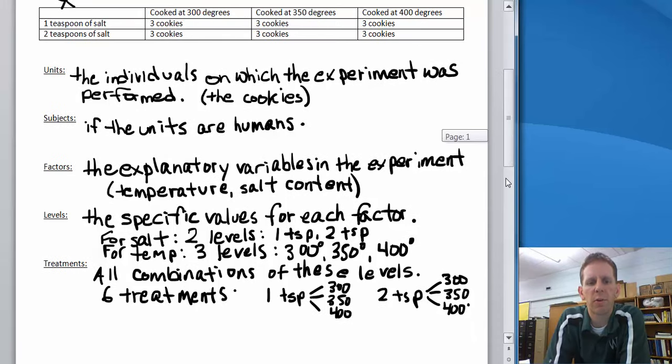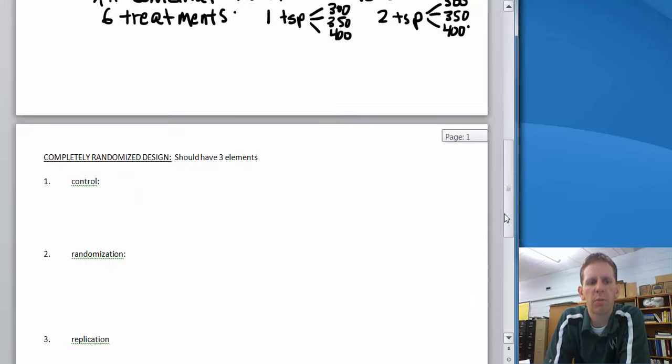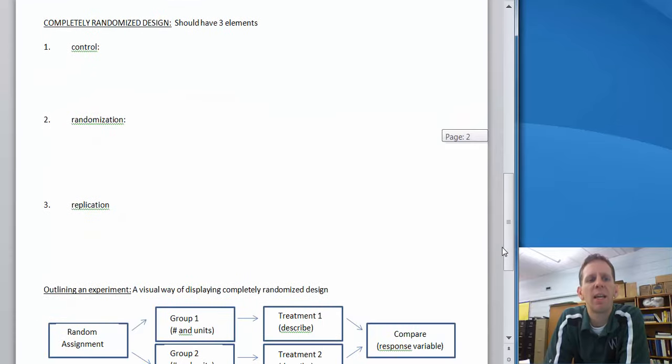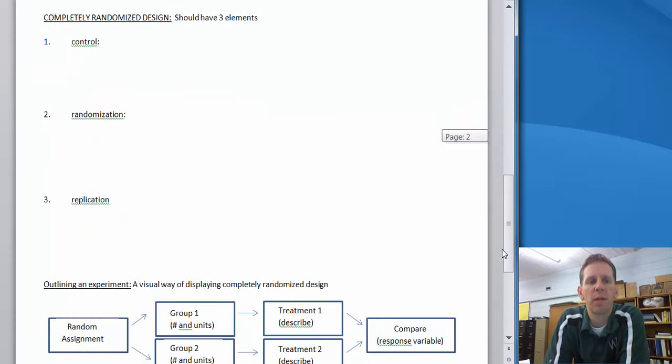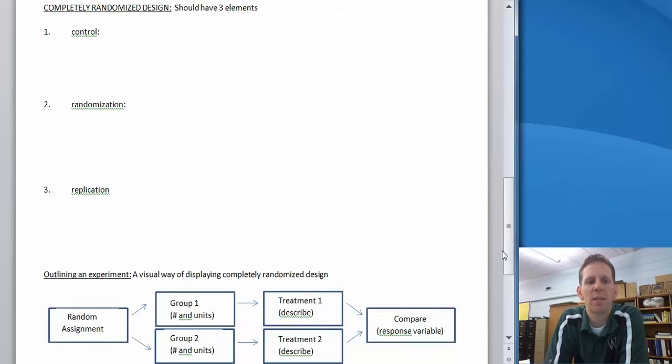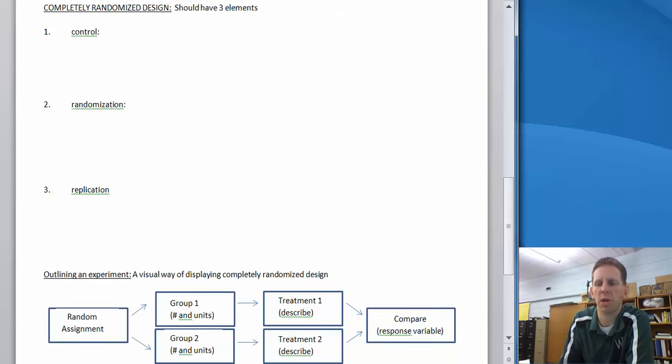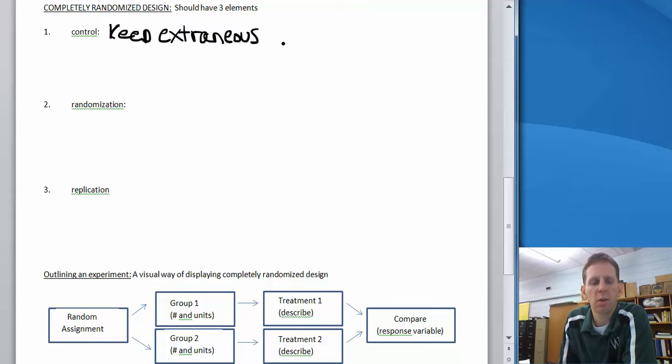As we move to the back side of your notes worksheet, we're going to look at something called completely randomized design. An ideal experiment utilizes something called completely randomized design, and this has three different elements that you want to talk about here. The first element we're going to look at is something called control. Now, control doesn't necessarily mean a control group. Control means you've got control of your experiment. Your goal is to keep extraneous factors constant.